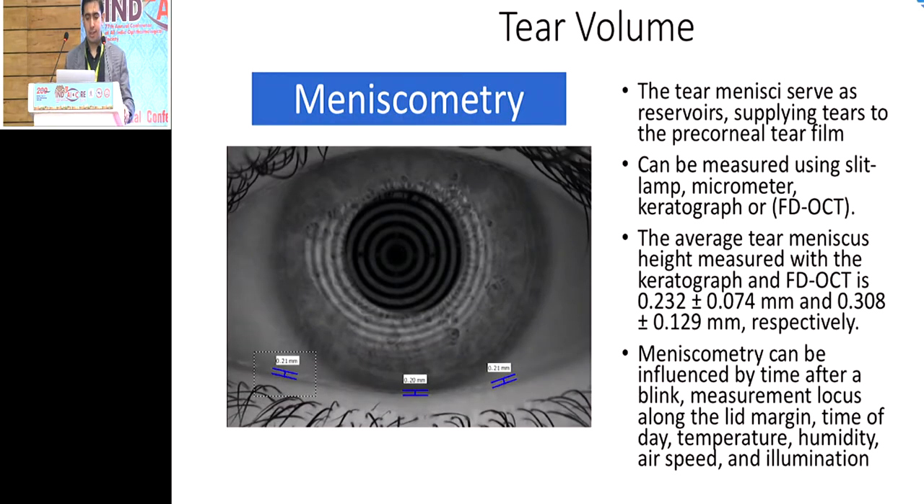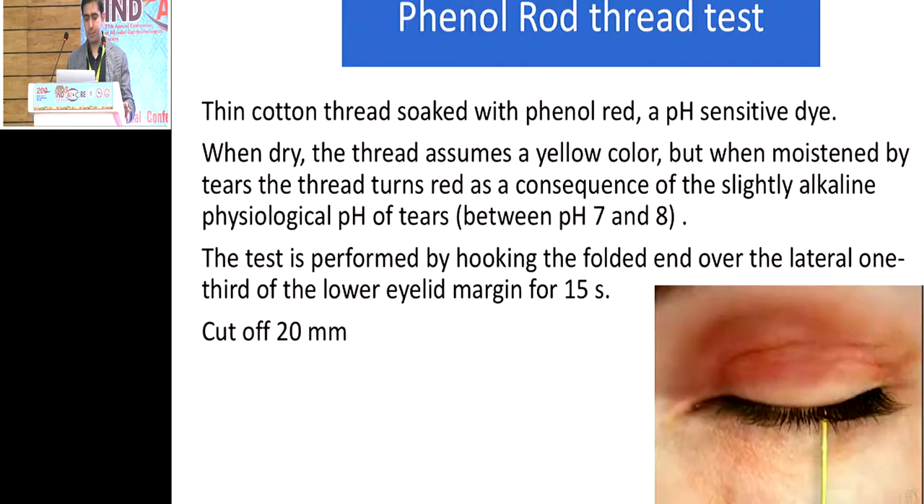Another thing which is mentioned in tear volume is the meniscometry. The tear meniscus serves as a reservoir supplying tears to the precorneal tear film, and it can be measured using a slit lamp or a FDOCT. The values that are described characteristically for the FDOCT, a value of 0.2 or greater is normal, and 0.3 or greater is normal, and on the keratograph it is 0.2 or greater. Again, meniscus can be affected by blink rate, the locus along the lid margin, the time of the day. So again, you have to take this kind of with a pinch of salt.